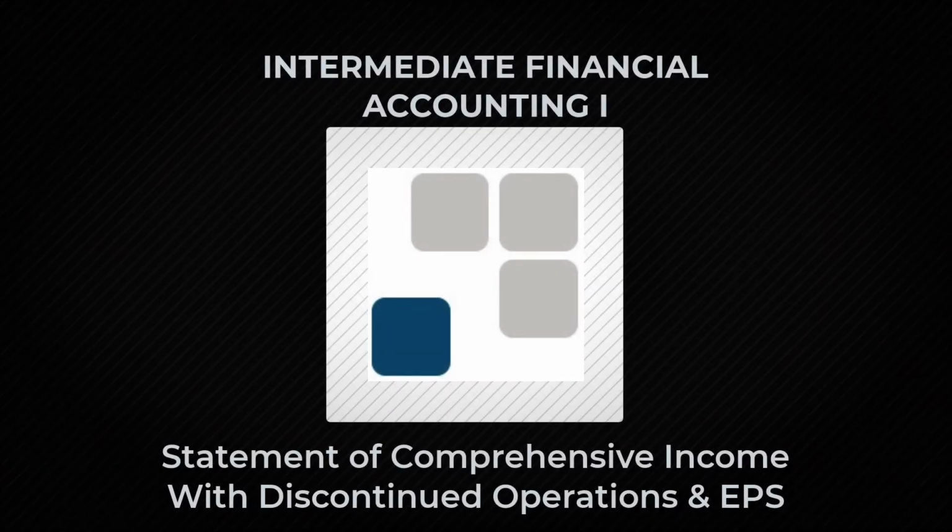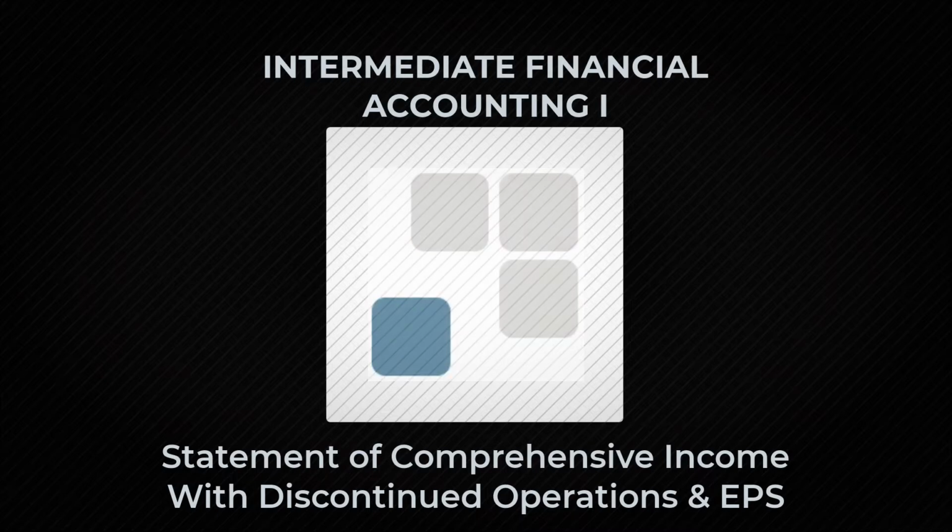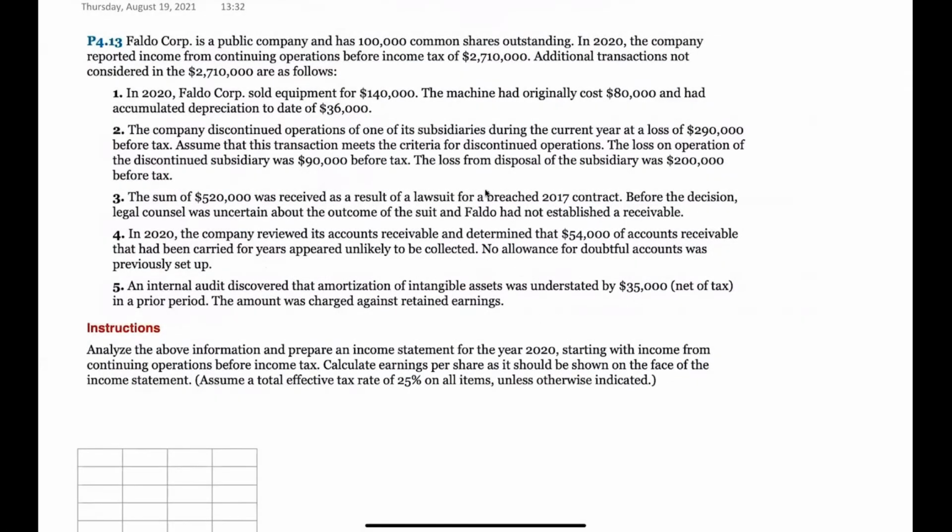This video will demonstrate how to prepare a partial IFRS statement of comprehensive income, including adjustments to income from continuing operations, discontinued operations, and earnings per share disclosures. So here we have Faldo Corporation, a public company, has 100,000 common shares outstanding, reported income from operations before tax of $2,710,000. And there are some additional transactions not considered in that.